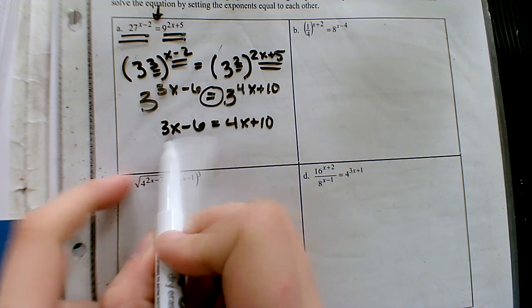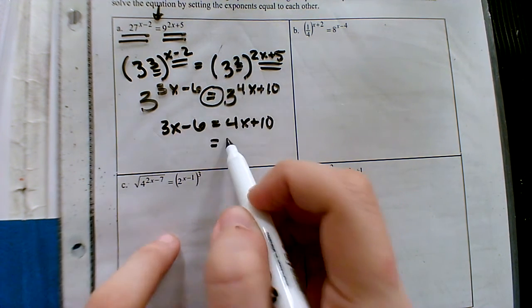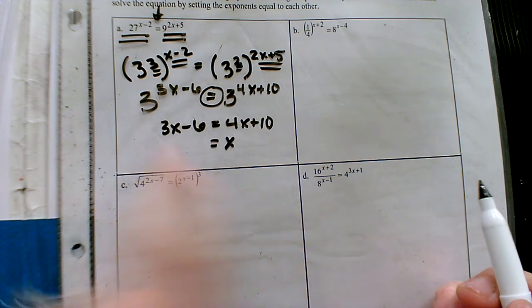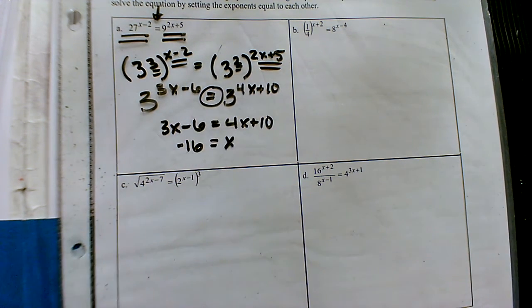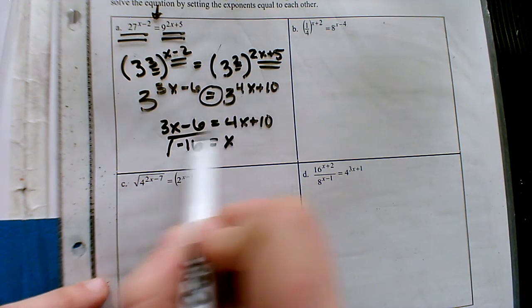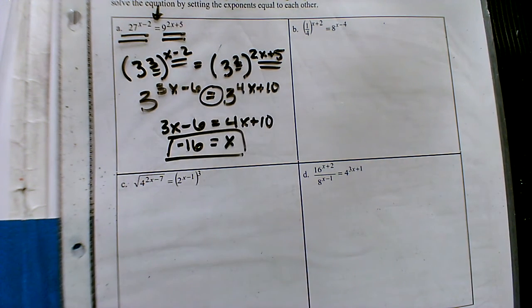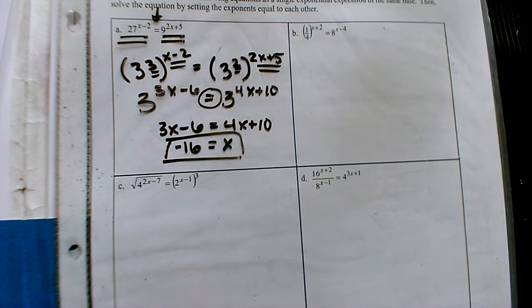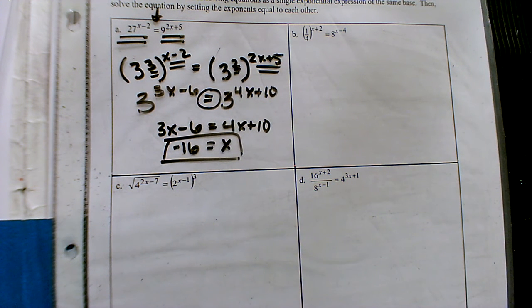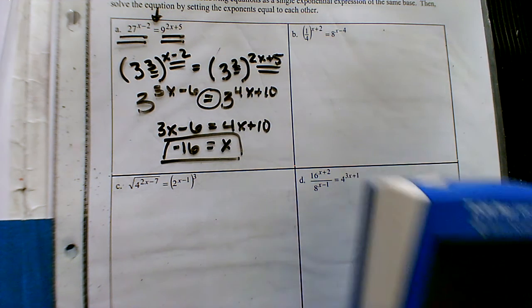We already know the 3's match, so we don't have to worry about those anymore. Okay, so solving for x, we'll subtract the 3x over, subtract the 10 over, we'll get negative 16. All right, now let's just say, because this is kind of new to us, that you're not quite sure if you solved for x correctly. You can always check your work if you have a calculator, just to see if the left side is actually the same as the right.